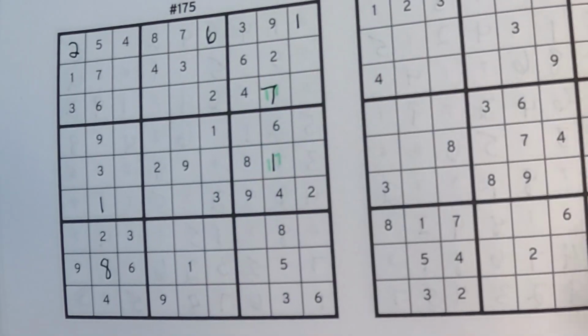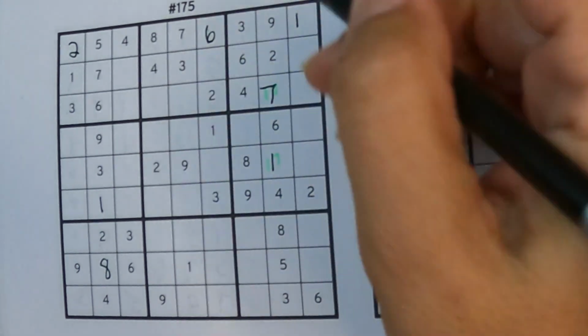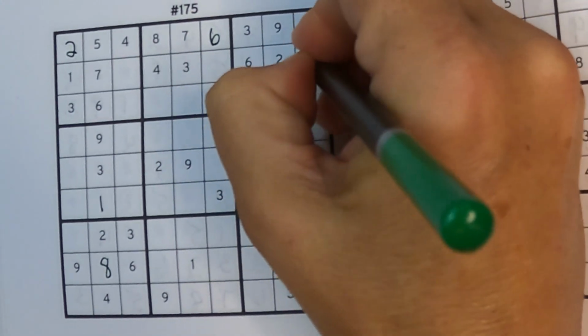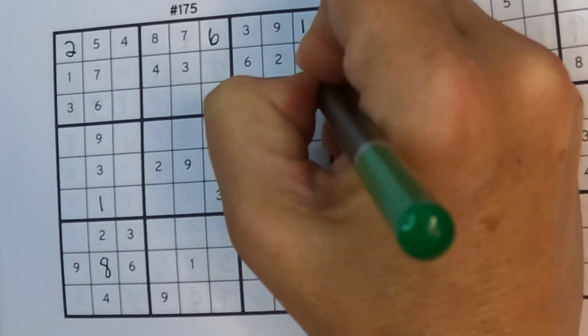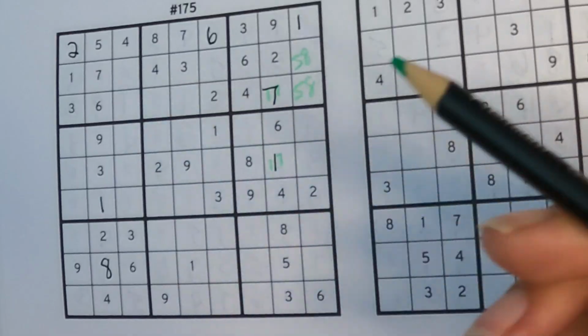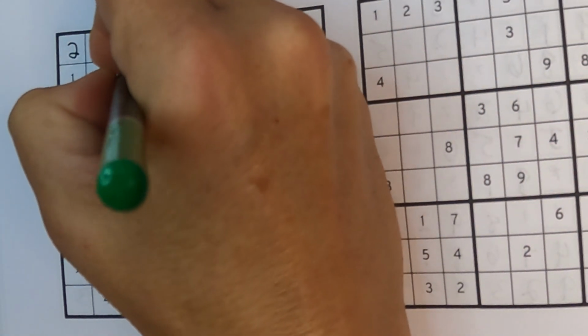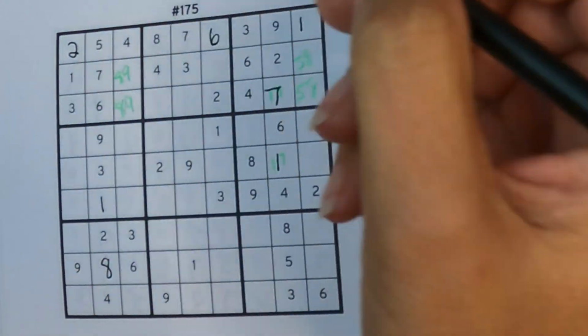For this box now, we're missing 5 and 8. I don't see any help. So 5, 8, 5, 8. For this box, we're missing 8 and 9, and I don't see any help. So 8, 9, 8, 9.